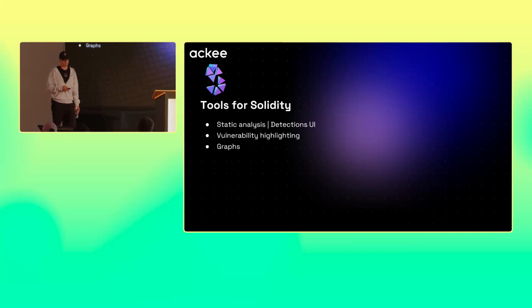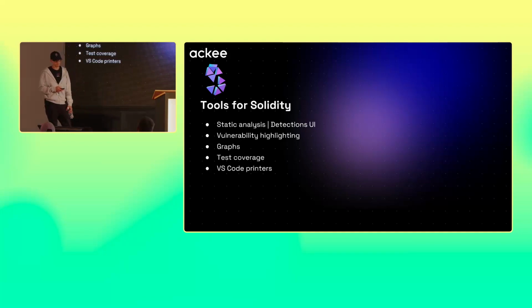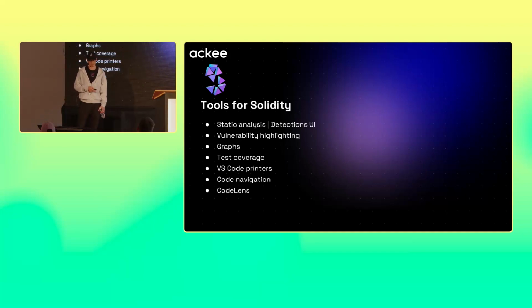We have some graphs. I will show them on the next slide as well. You can see coverage of your tests. And also, we've recently introduced VS Code printers. And I will describe this feature also in a few minutes. Also, we have basic stuff around the code, so code navigation, go to references, implementation, find all references, code lens actions, and compilation.